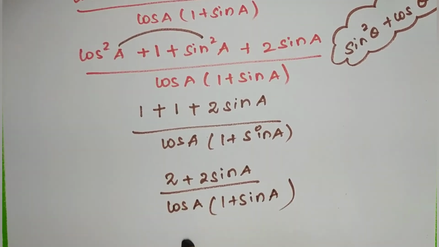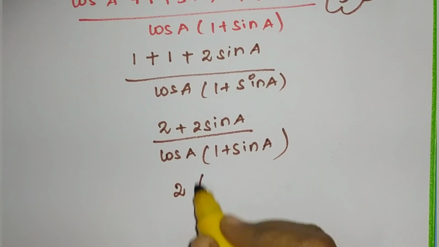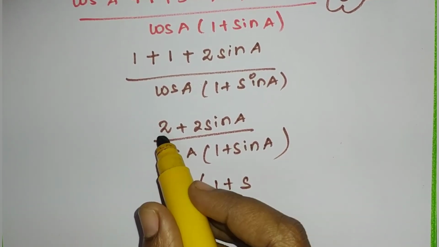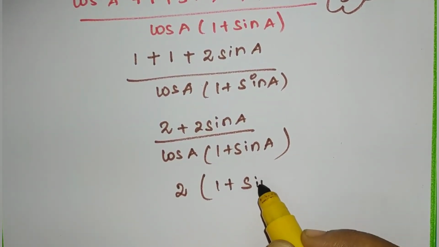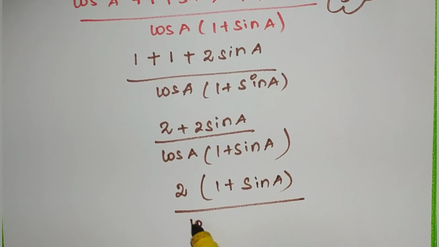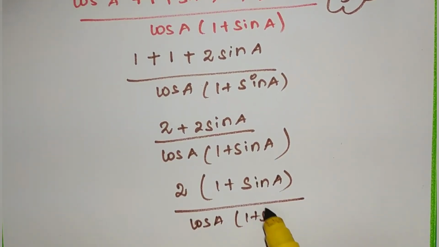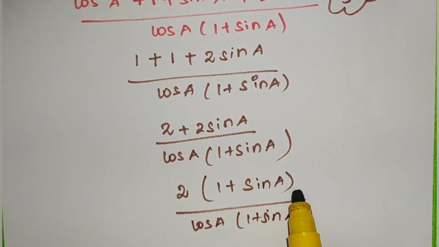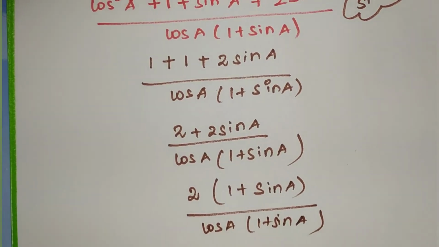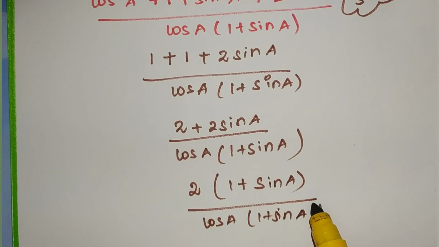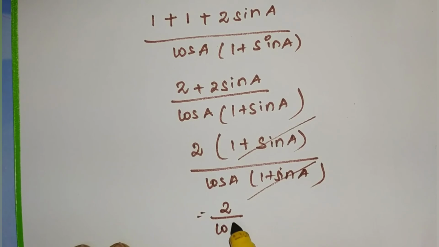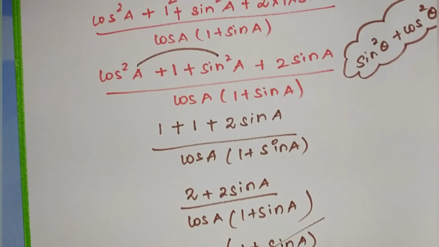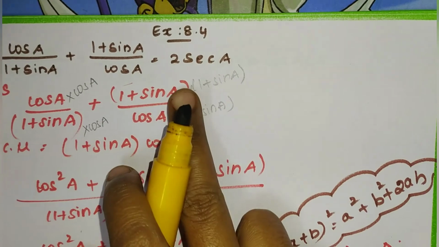We can take the 2 outside here. If we take 2 outside, what do we get? 1 plus sin A divided by cos A into 1 plus sin A. Here in the numerator we have 1 plus sin A and in the denominator also we have 1 plus sin A, so we can cancel that. The remaining is 2 by cos A. What do we have to prove? 2 secant A.